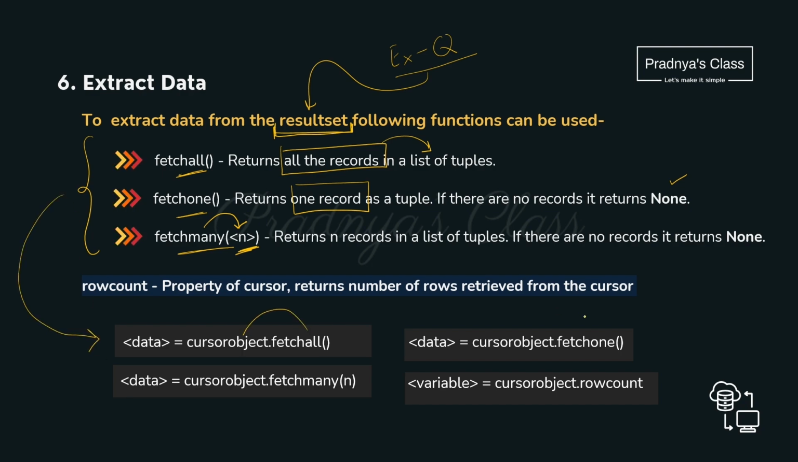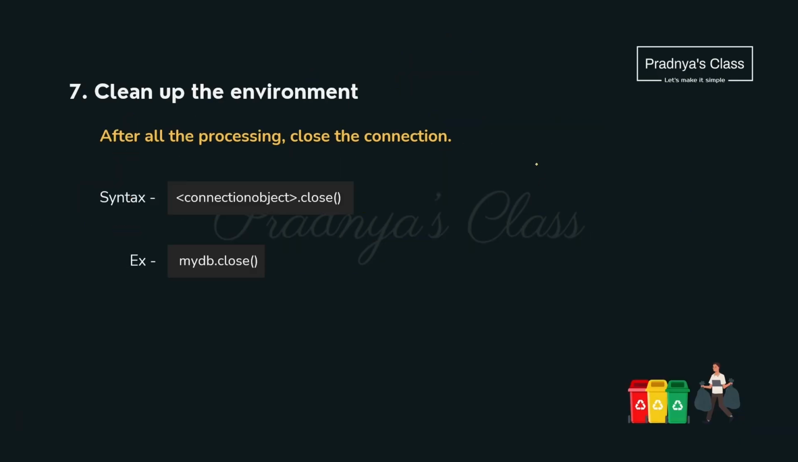Fetch all, fetch one and fetch many. There is one more property associated with the cursor object, called row count, which will count the number of rows retrieved by the cursor. So this is how it will work. It will give the count of the records. Alright, we know when we establish the connection, we need to close it. For that we will be using the close function, which works with the connection object.